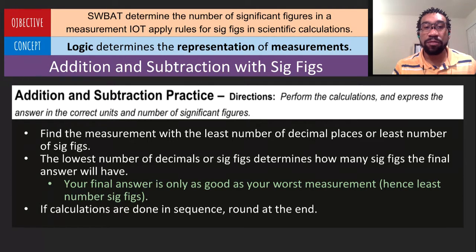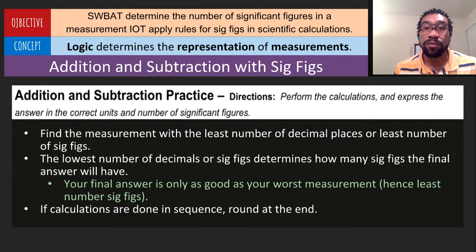The first thing we need to do is find the measurement with the least number of decimal places this time, or the least number of sig figs. Decimal places, or placeholders, really play a role in addition and subtraction, versus multiplication, where it plays less of a role. But the concept is still the same: the lowest number of decimals or sig figs determines how many sig figs the final answer will have. Your final answer is only as good as your worst measurement.